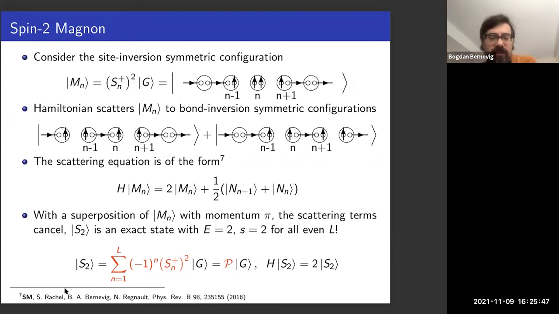So this is the first eigenstate of energy 2: minus 1 to the n, S_n^+ squared on the ground state, which we'll call an operator P. So you act with P on the ground state.